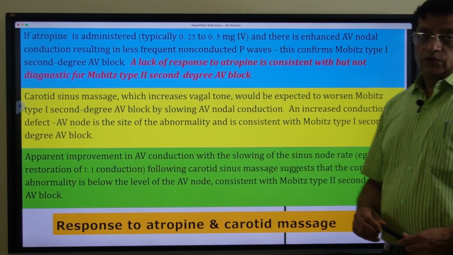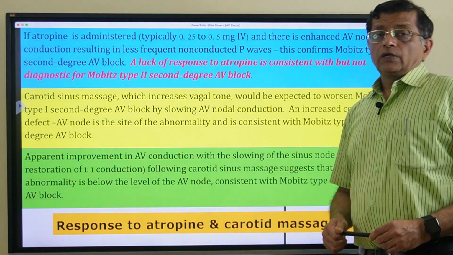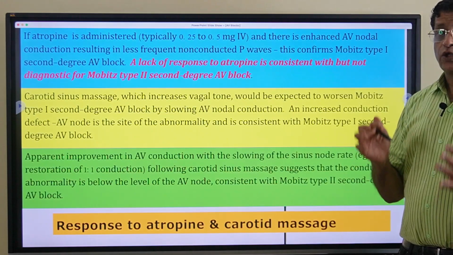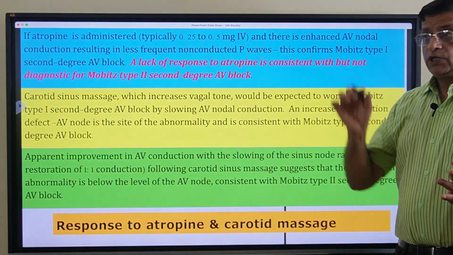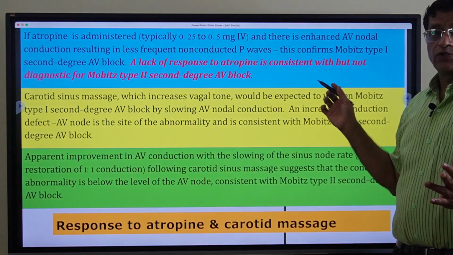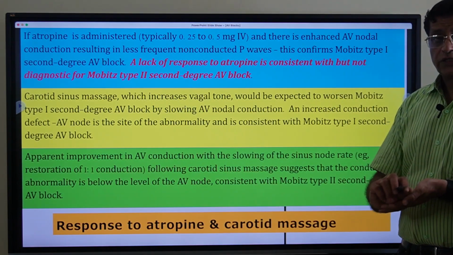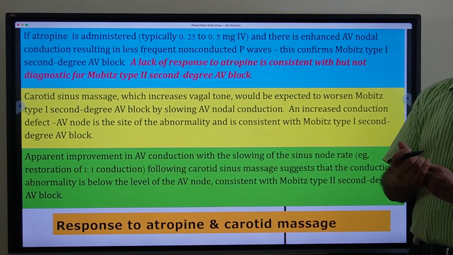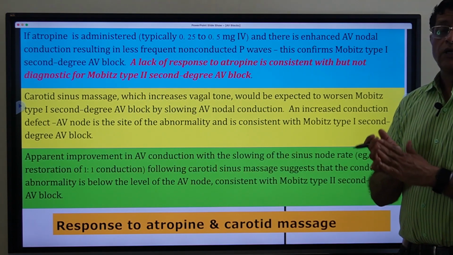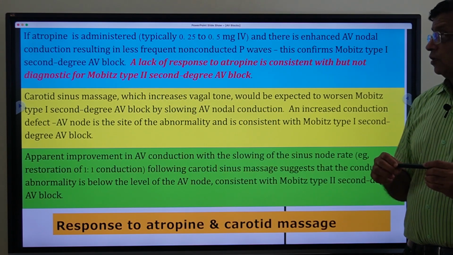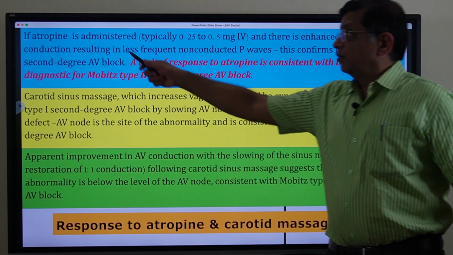Now if there is doubt, the maximum doubt occurs when there is 2:1 conduction. Every alternate beat is not conducted to the ventricle. PQRST, then the next P is not conducted, again PQRST, the next P is not conducted. So if this is the situation, then you may be confused whether it is a Mobitz type 1 or Mobitz type 2 block. In that case, you could use several maneuvers, like atropine.